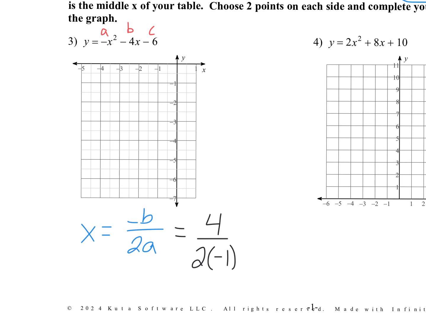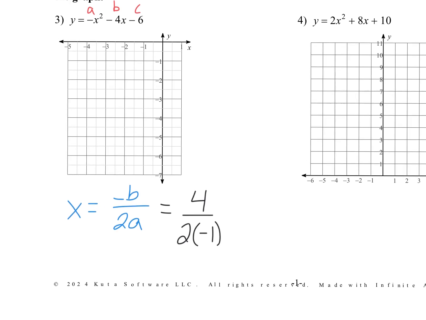So the b, I took the negative b, which is 4, and then I took 2 times our a, which we have negative 1. Okay. Now we just simplify that. We have 4. What's 2 times negative 1? Negative 2. 4 divided by negative 2? Negative 2. Now, what is important to realize is that x equals negative 2.